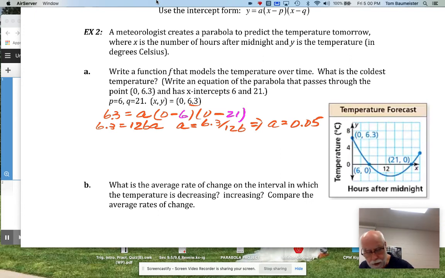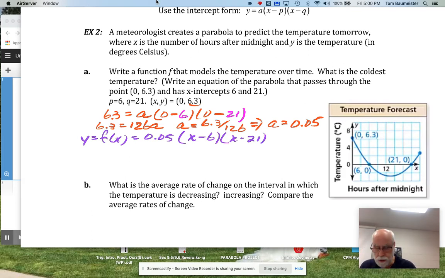Then our y, we're just plugging in what we just said here now. So we're going to write our equation because that's what it asked us for first. So my equation is y is equal to f of x. Again, we're going to see why I said that in a second. And it's 0.05 times (x minus 6) times (x minus 21).